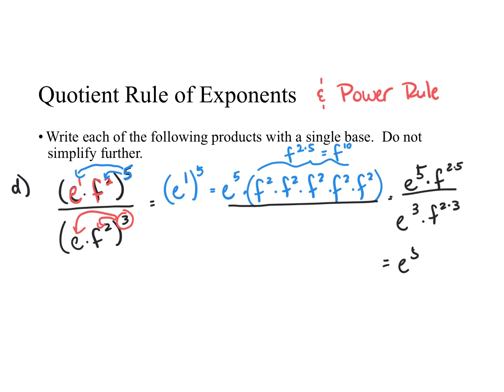So this gives us e to the fifth times f to the 10th divided by e to the third times f to the sixth. And then now we can apply the quotient rule: e to the 5 minus 3 times f to the 10 minus 6, resulting in e to the second power times f to the fourth power.